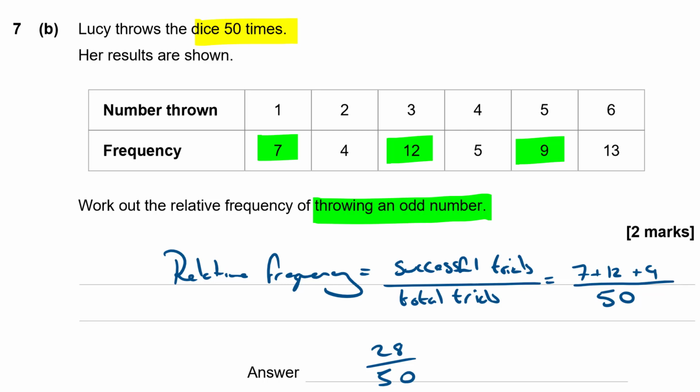Now, I could cancel that down, but often in these sorts of questions, you don't actually get any extra credit for cancelling down probabilities. And there is a danger that when you cancel them down, you make a mistake. So the only possible outcome of you cancelling down a question like this is you losing marks. So don't bother.